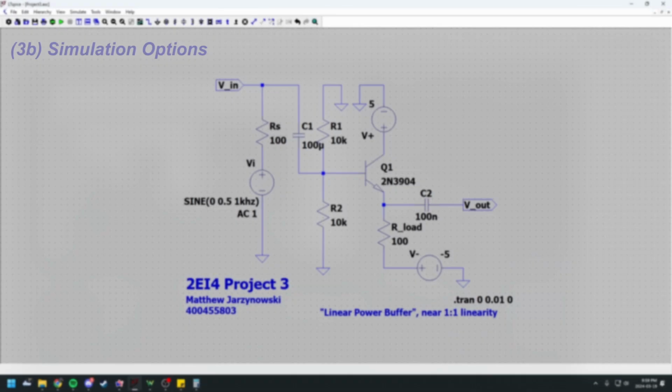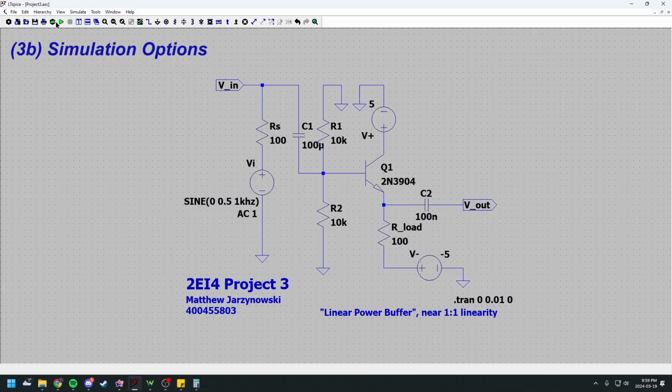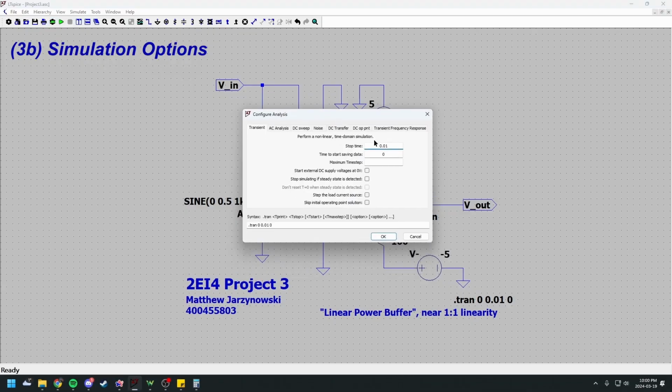So for the simulation, I chose to run a transient analysis with the stop time set at 0.01 seconds and the time to start saving data at 0. The maximum time step was not relevant, as LTspice automatically calculates that based on your stop time.